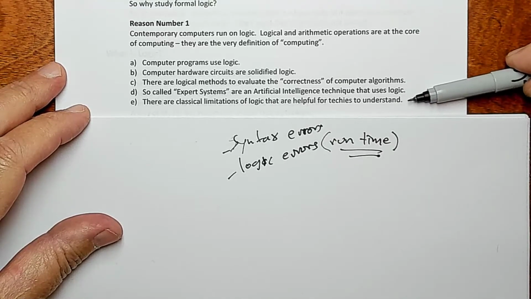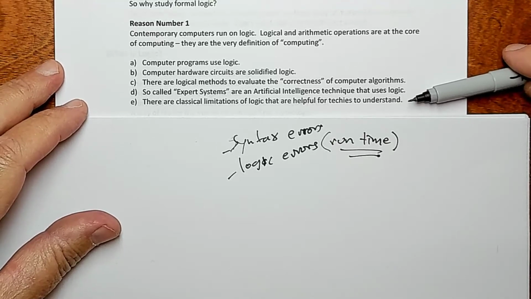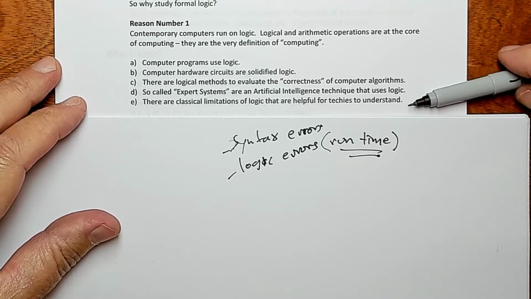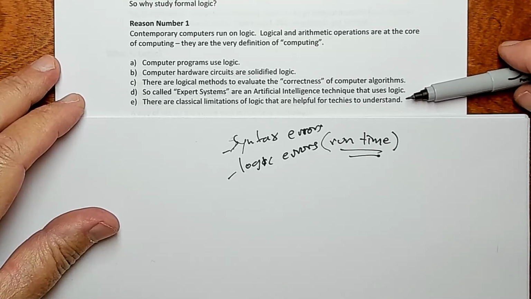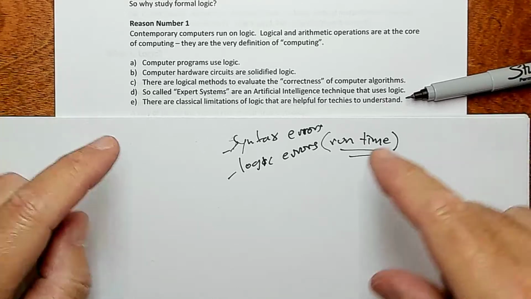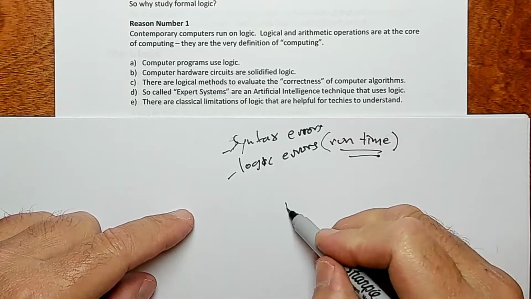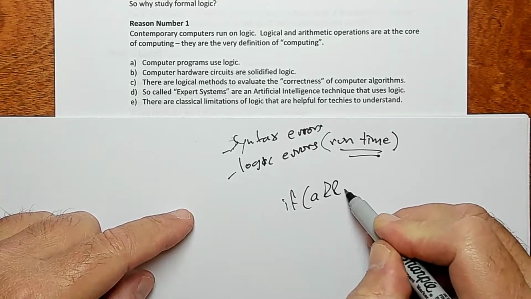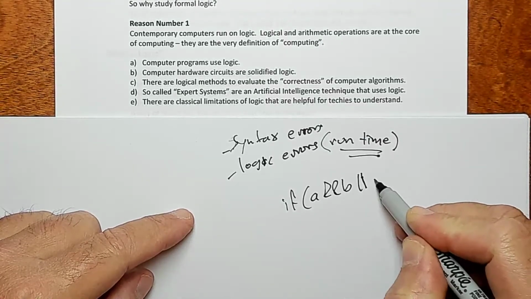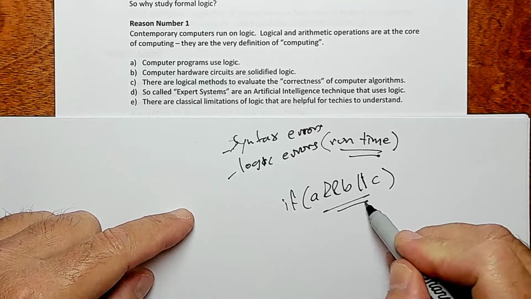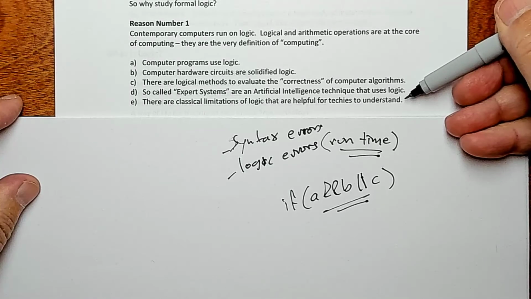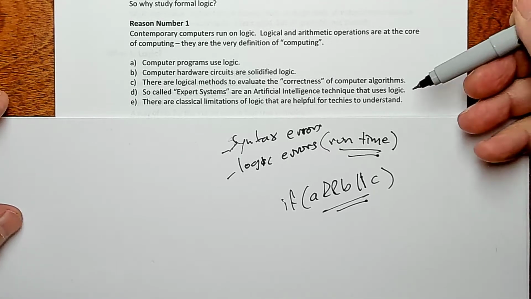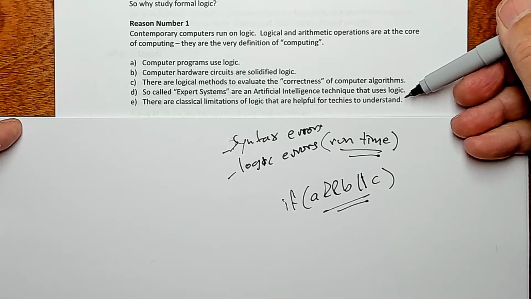Also, there are classical limitations of logic. Now, we'll get into that in these notes, but think about the kind of logic statements you've written in your program. They're not that long typically, right? Like you might have something like if A and B, or C, something like that. These don't get to be super long, but in formal logic, they can be quite elaborate. And when they get that big, they'll tend to have problems. In fact, they'll have problems even when they're small.